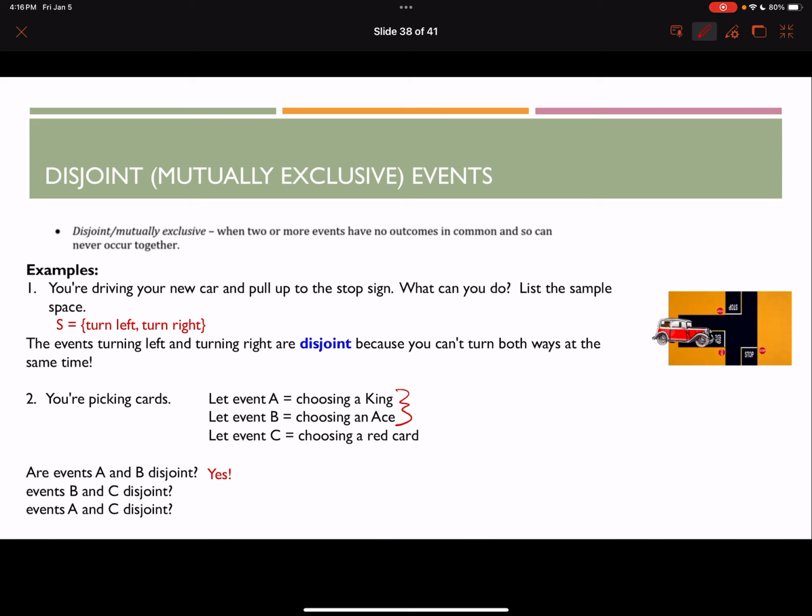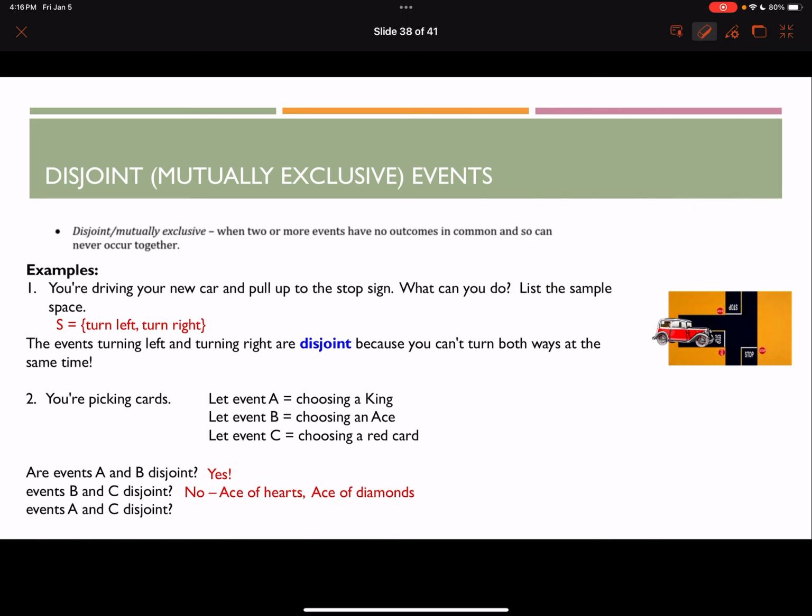How about events B and C? Could I pick one card and have it be an ace and a red card? Yes, I do have some cards that are ace and red. The ace of hearts and the ace of diamonds are both aces and they're red. Because I have red cards that are aces, they are not disjoint, or not mutually exclusive.